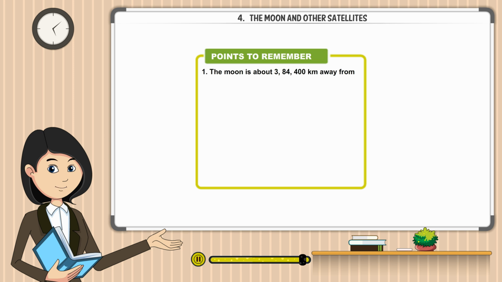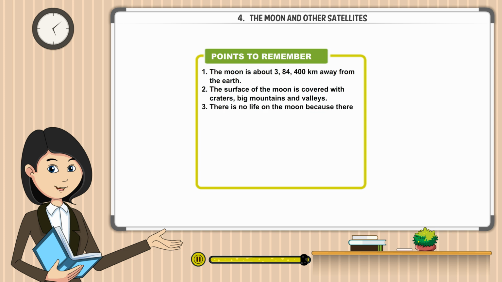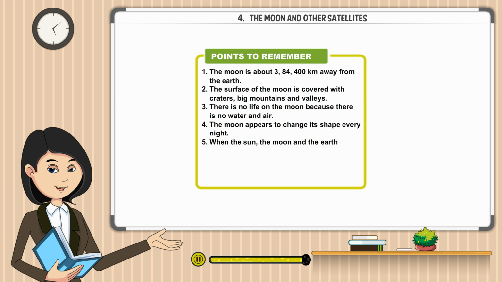Points to remember. The moon is about 384,400 km away from the earth. The surface of the moon is covered with craters, big mountains, and valleys. There is no life on the moon because there is no water and air. The moon appears to change its shape every night. When the sun, the moon, and the earth come in a straight line, there are shadows formed called eclipses. Neil Armstrong was the first man to land on the moon.